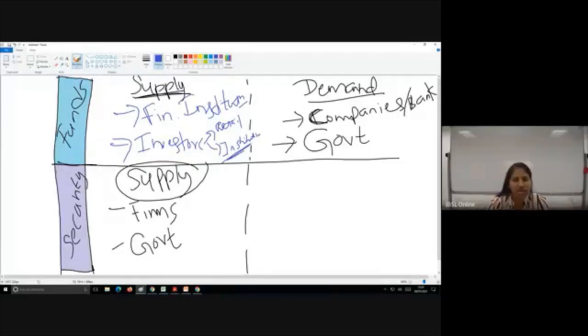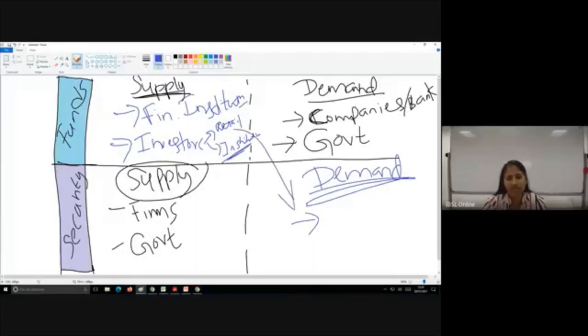These same entities are the ones who are going to end up demanding or using the security. On the security side, the demand for the security is going to come from the same entities, investors and the financial institutions. So essentially it's the same thing, but a mirror. The exchange is shown. So be careful in your question. You need to understand from what point of view they are asking your question.